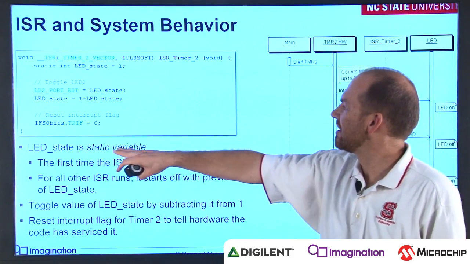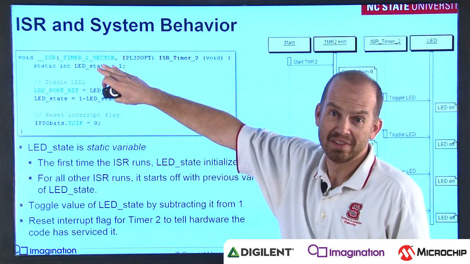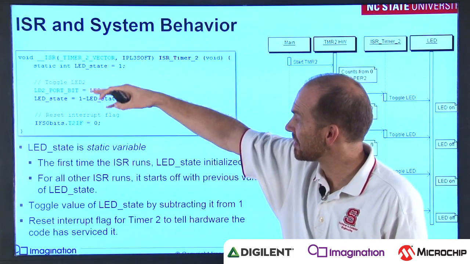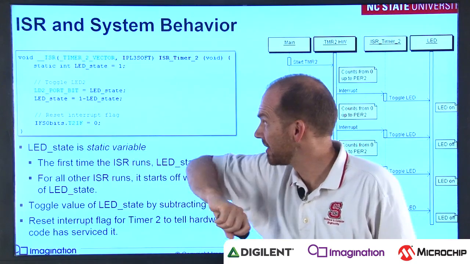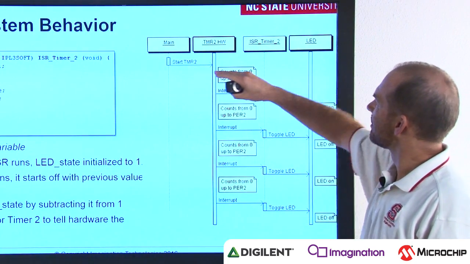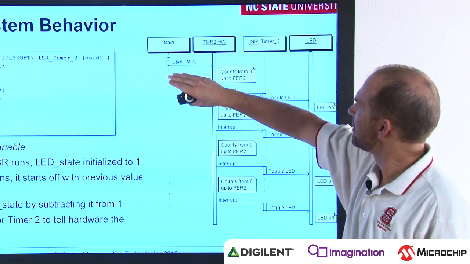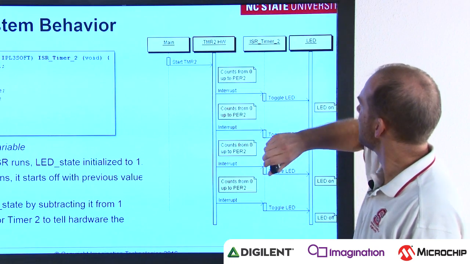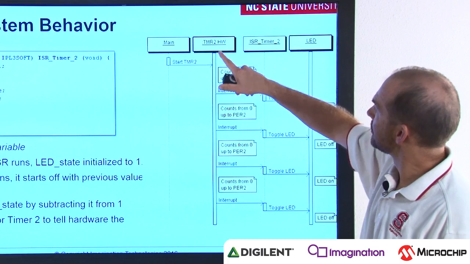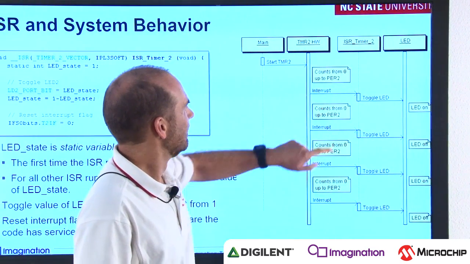Here we introduce the idea of a static variable. So that's a variable that retains its value from one call to the function or the interrupt service routine to the next, but it's not visible outside. And we also show the concept of a sequence diagram, where we have various actors. In this case, we have software, the main function, and the interrupt service routine for timer 2. And we also have hardware with the timer 2 peripheral and the LED.